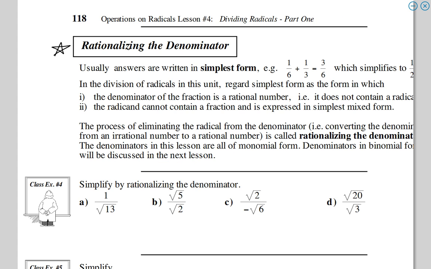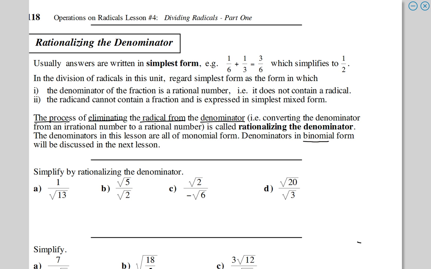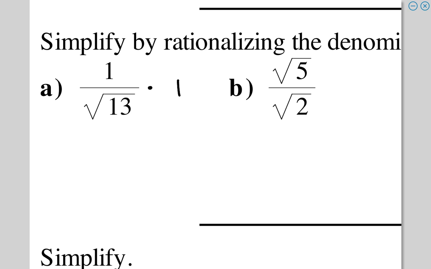Okay, so rationalizing. That's right here. This is the process of eliminating the radical from the denominator. And then if it's a binomial, that's next lesson. So we'll talk about that next lesson tomorrow. So right now we're just going to be rationalizing monomials. And guess what? It's really easy. All you got to do is times it by 1.